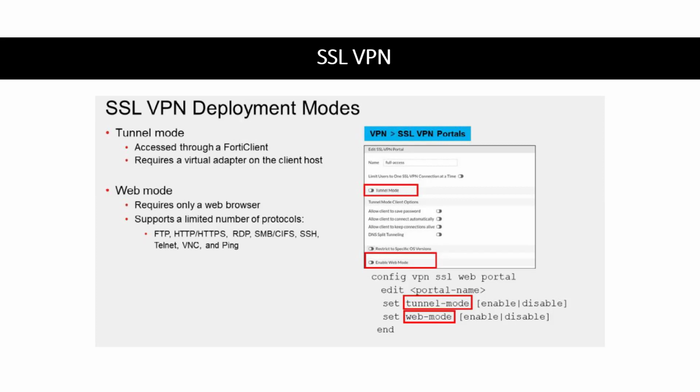Tunnel mode, all it requires is just a tunnel from that host to, of course, that FortiGate, and you're not limited to a limited number of protocols. You actually have access to everything. You can access the entire network. Does that make sense?